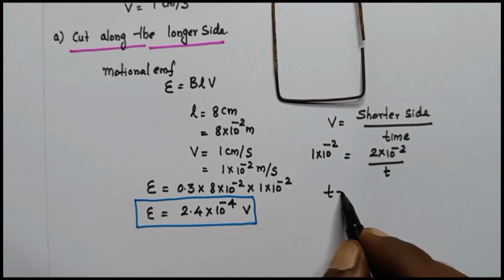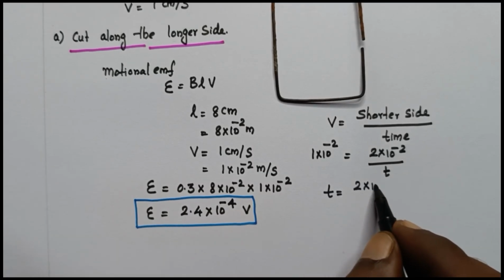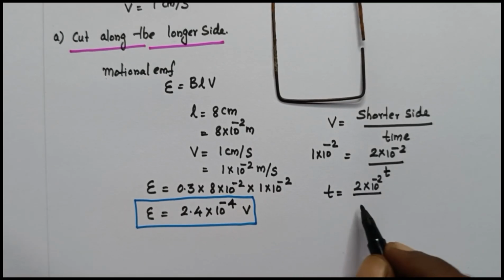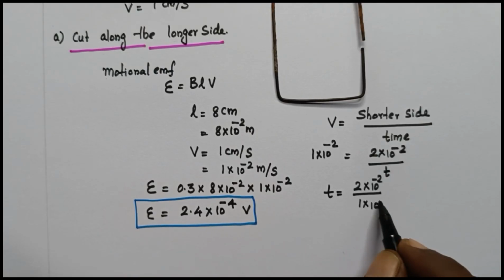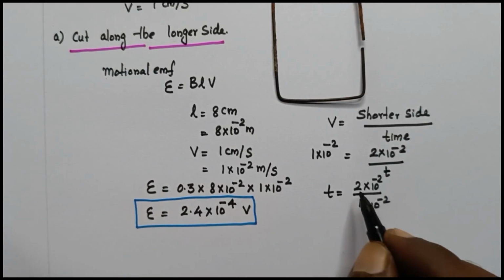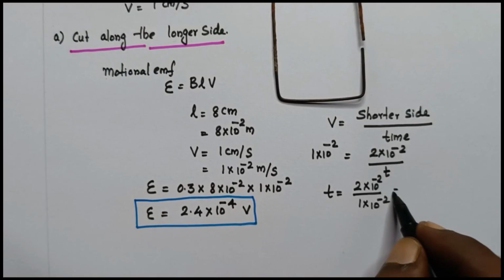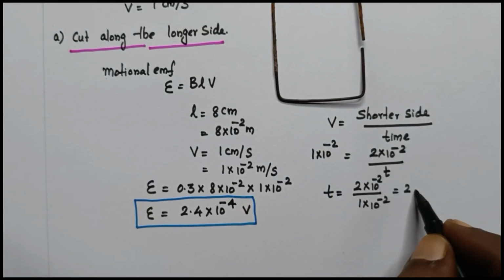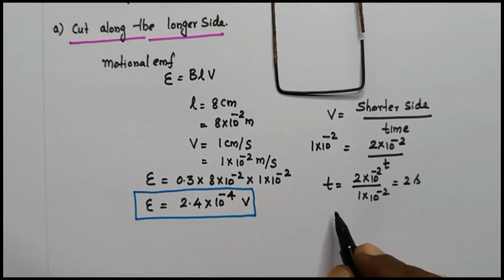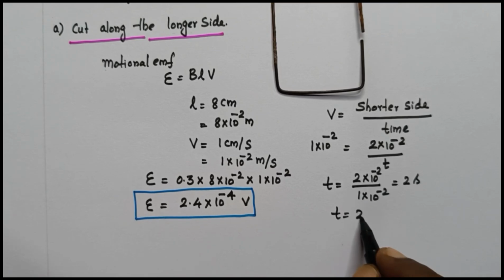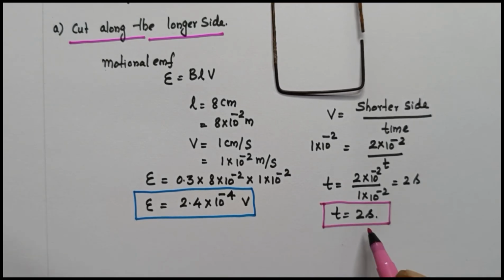So T is equal to 2 into 10 to the power minus 2 divided by 1 into 10 to the power minus 2. We can cancel these two. 2 by 1 is 2. Unit of time is second. So T is equal to 2 seconds. That is, the induced voltage will last 2 seconds if there is a cut along the longer side. So this is the answer for the first subdivision A.